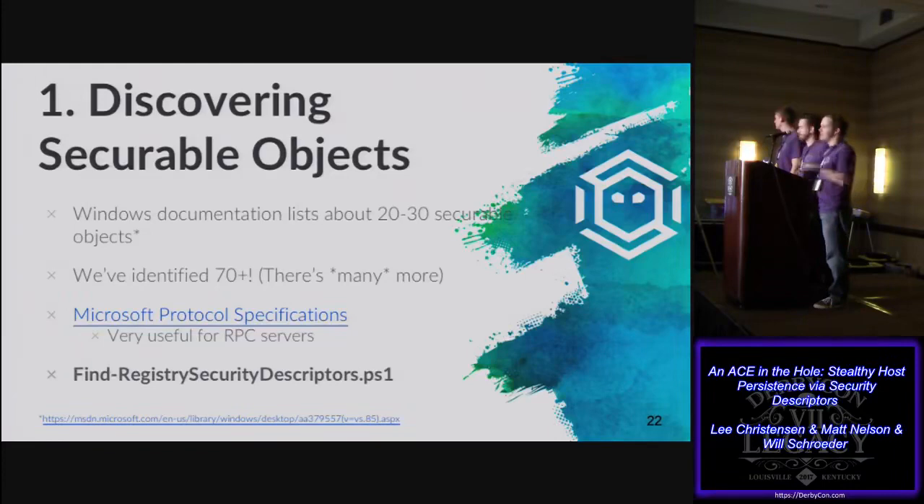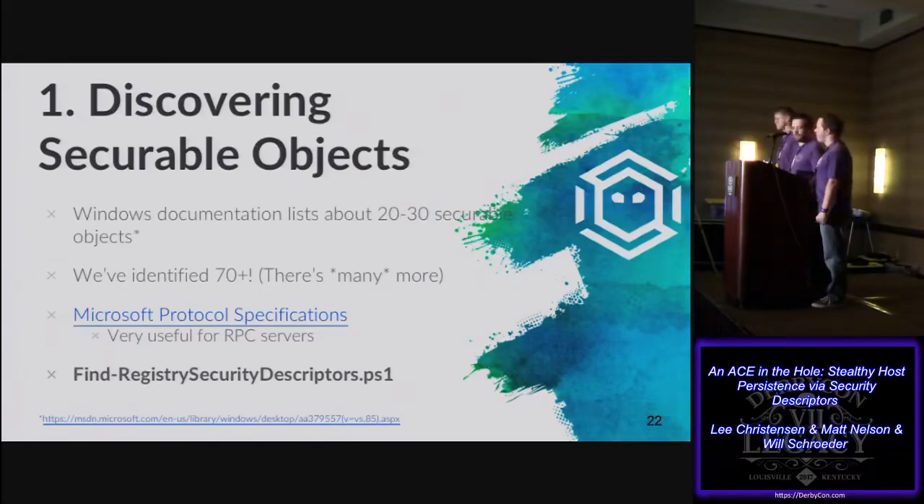So the first step, discovering securable objects, there are a few different approaches that we took. When you first start diving into securable objects, if you do just a quick Google search, you'll come up on MSDN where they list anywhere from 20 to 30 objects. That's not quite the case. We've identified over 70, and that list just keeps growing the more we dig into it. There are so many different object types, so many different RPC servers, DCOM servers, and applications that use security descriptors, that this list is going to keep growing.